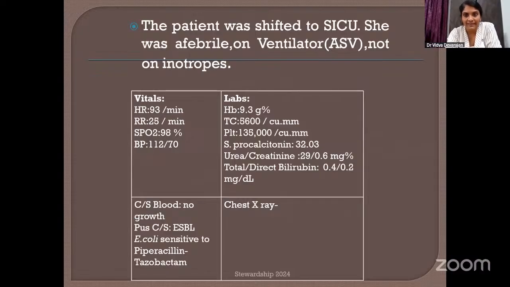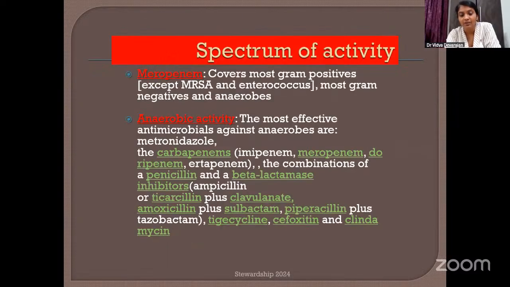The patient was shifted to SICU, surgical ICU, afebrile, on ventilator, not on inotropes, white count is normal, platelet is slightly low, pus culture is ESBL E. coli, sensitive to piperacillin-tazobactam. So what was wrong in that patient? You definitely do not require redundant anaerobic coverage. This patient does not require meropenem plus metrogyl. Meropenem will cover more than 95% of anaerobes, and please keep the metrogyl and gentamicin off.